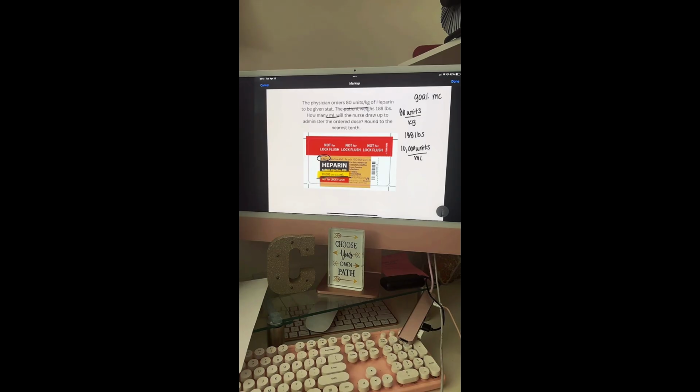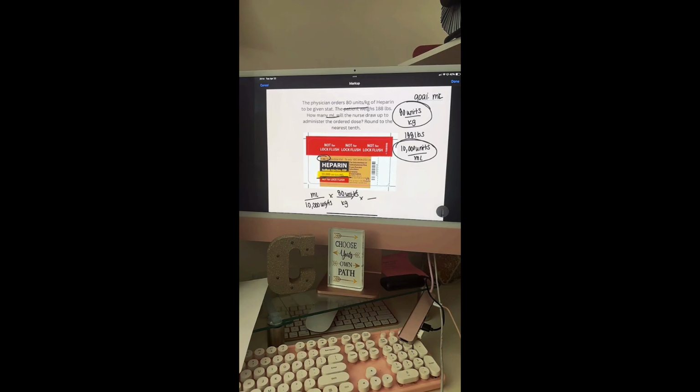So what am I going to start with if I'm looking for milliliters? My milliliters, right? So you take it and you flip it. Game over. Flip. All right. Boom. So milliliter over 10,000 units. And now I got units on the bottom. So I use my units on the top. 80 units per kilogram. Boom, boom.